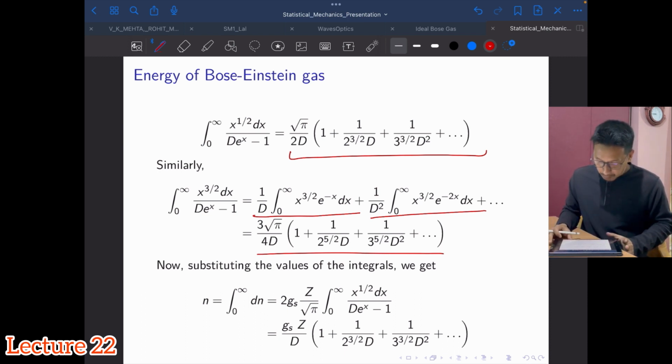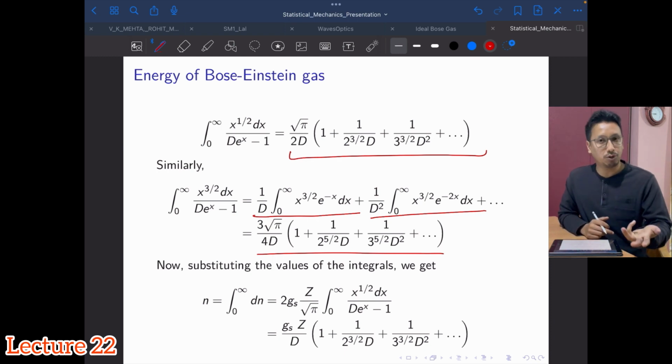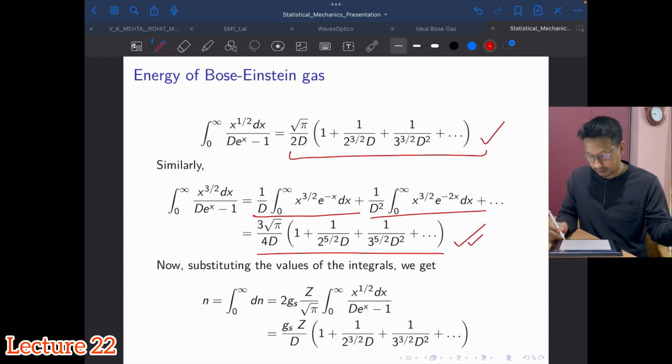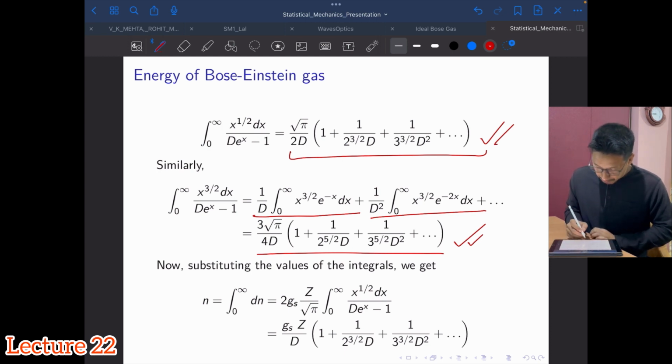Our idea was to find out the total number of particles and the energy of the system. So now substitute back the values of the integrals that we have obtained, this one and this one. The second expression is required for the energy term, and this one is required for the total number of particles. Here there is 2 by square root of pi, gs and z, so this square root of pi by 2 term will get cancelled out pretty easily, and I will remain with this.